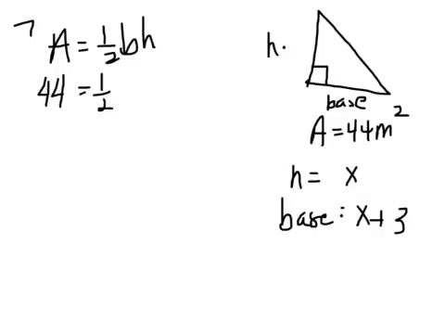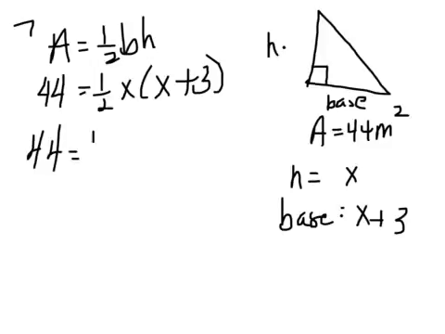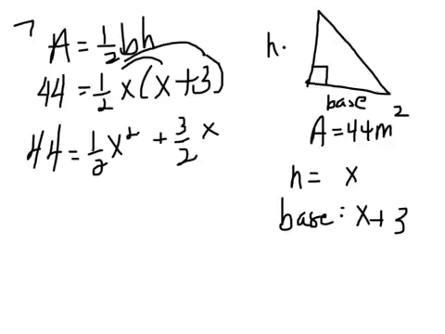Now, we called base and height x and x plus 3. So let me just put x times x plus 3. Base was really x plus 3 and the height was x, but because it's multiplication, I can switch the order. So I have 44 is a half times x times x plus 3. A half x times x would be a half x squared, and a half x times 3 would be 3 halves x. Now, I don't want to work with fractions. I just don't like them. So I'm going to multiply everything in this whole equation by 2 to clear out the fractions. Remember that we can do that to get rid of fractions.